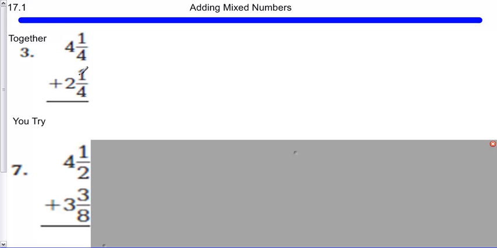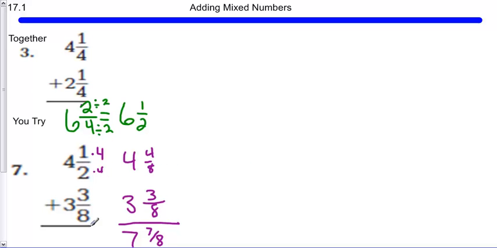Let's try 4 1/4 plus 2 1/4. Well, lucky for me, my denominators are already the same, so I don't have to do anything to them. So 1/4 and 1/4 gives me how many fourths? 2/4 is correct. 4 plus 2 is 6. Is 2/4 in simplest form? No, it's not. That can be simplified to 6 and 1/2 because I divided them both by 2. Go ahead and give the video a pause and try 2 1/2 plus 3 3/8.